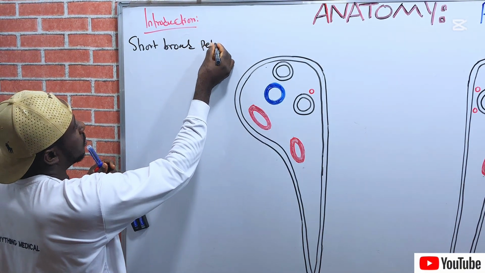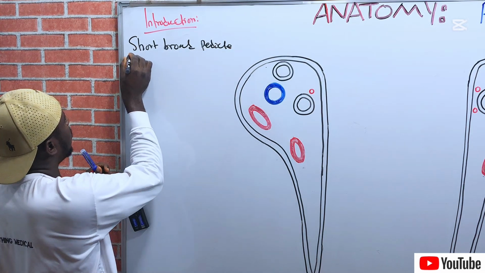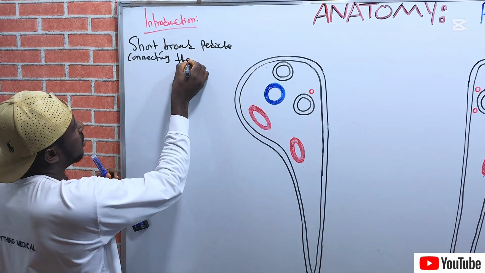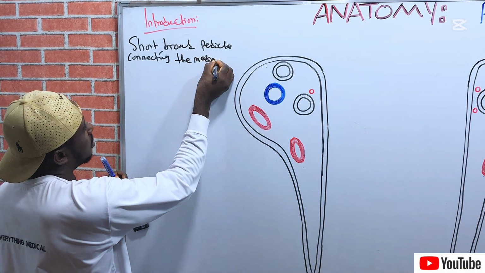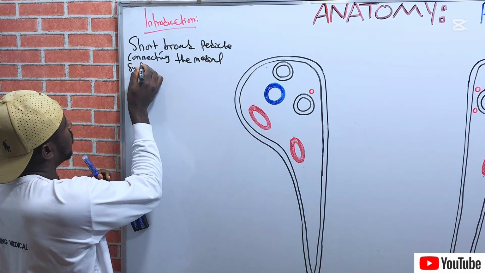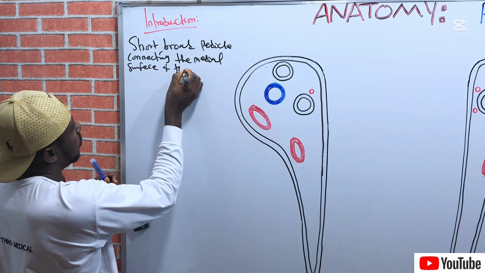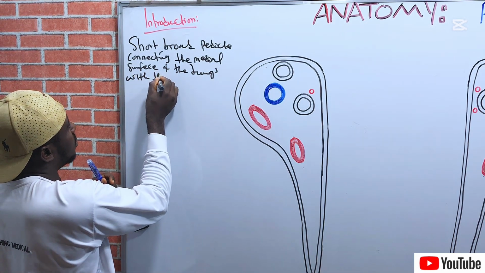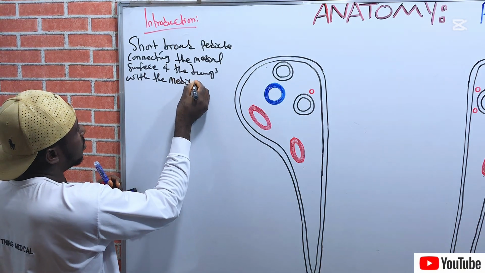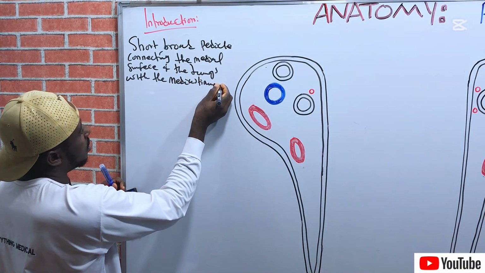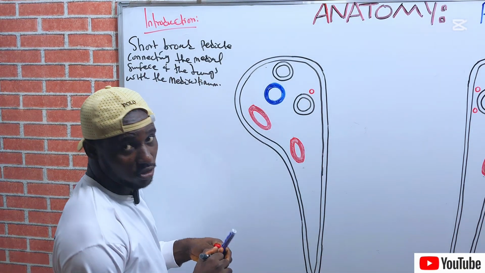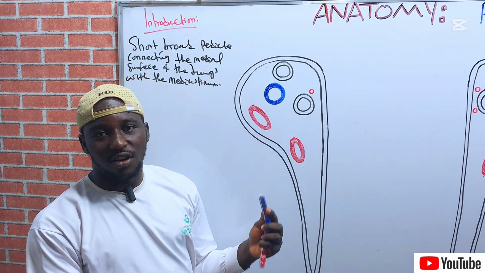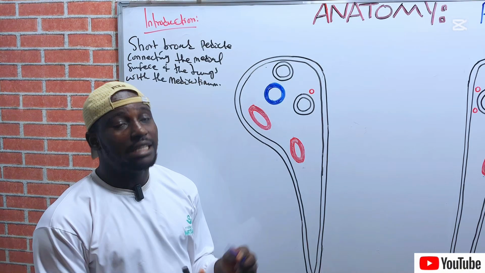So this is the concept of the root of the lungs. It consists of those structures that enter and leave the lung at the lung hilum. That is the root of the lungs.